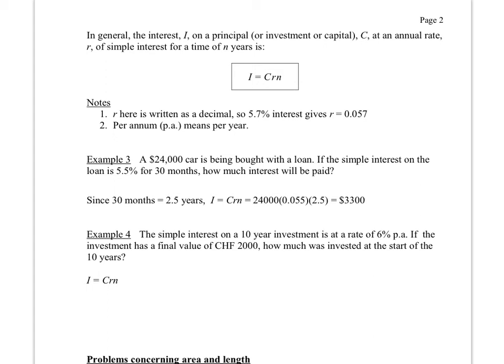Now, in example 4, it tells you that there's a 10-year investment at a rate of 6% per annum. And it tells you that the final value is 2,000 Swiss francs. And it asks you to find out how much was invested at the start of the 10 years. Now, that I that we have right here is the amount of interest. And so the final value is going to be the original amount, C, plus the interest.